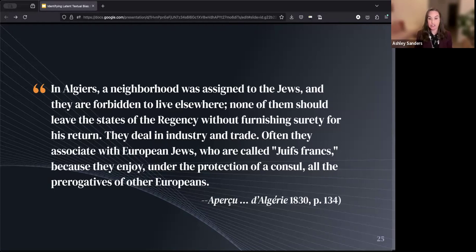They deal in industry and trade. Often they associate with European Jews, who are called Juifs francs, because they enjoy, under the protection of a consul, all the prerogatives of other Europeans.